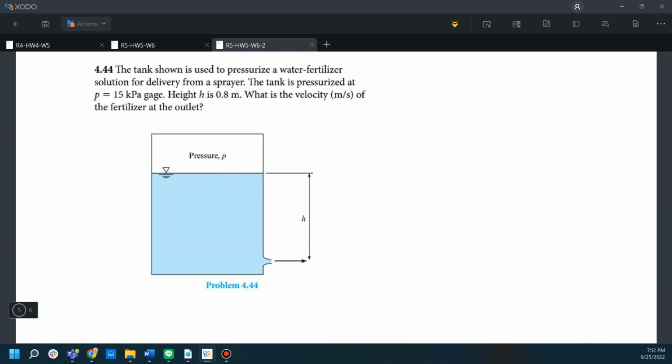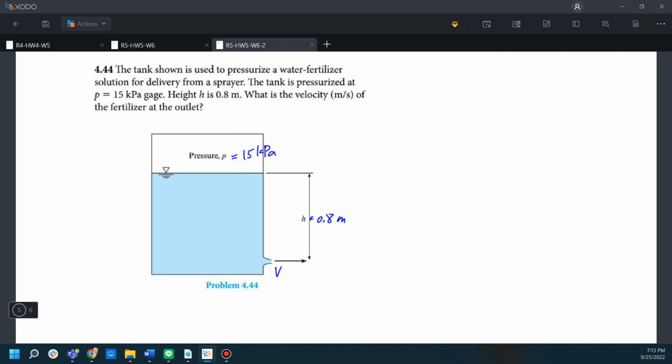Problem 4.44. The tank shown is used to pressurize the water fertilizer solution for delivery from a sprayer. The tank is pressurized at P equal to 15 kPa. The height H is 0.8 meter, and what is the velocity of the fertilizer at the outlet? So we want to find this velocity at the outlet.